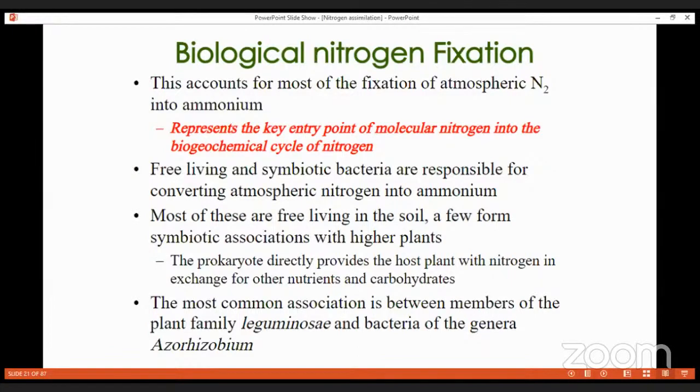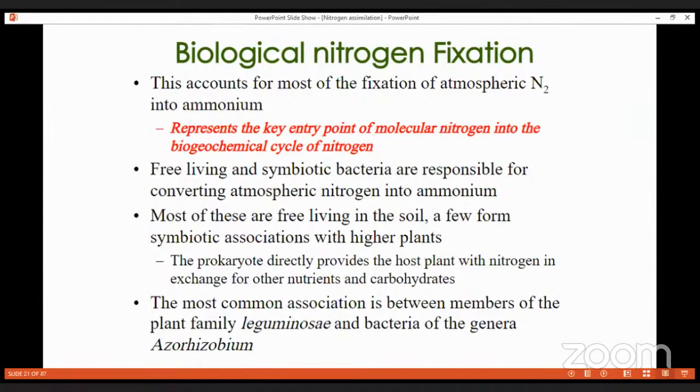Anywhere the word biological is involved, it means there is an involvement of living organisms. The living organism involved here is bacteria, basically Rhizobium bacteria. As we earlier discussed, this accounts for most of the nitrogen that is fixed into ammonium form, that is 90%, and it represents the entry point of molecular nitrogen into the nitrogen cycle. So free living, sometimes symbiotic bacteria are responsible for converting atmospheric nitrogen into the ammonium ion.